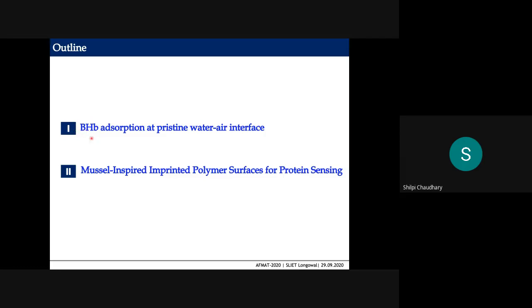About the bovine hemoglobin adsorption at the pristine water-air interface. And the second part deals with the muscle-inspired imprinted polymer surfaces for protein sensing.